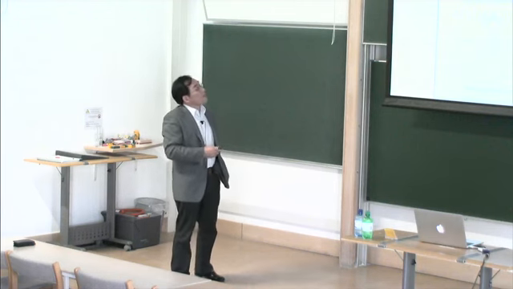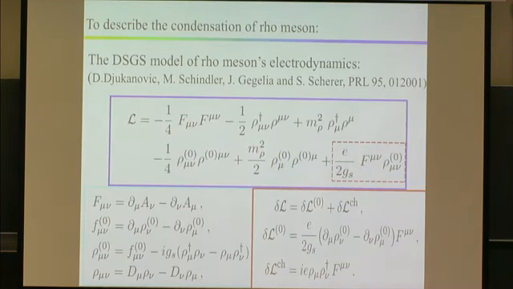And then Chernodub used the effective theory of the rho meson to study the condensation of the rho meson. The model he used is called the DSGS model, proposed by four persons in this paper.